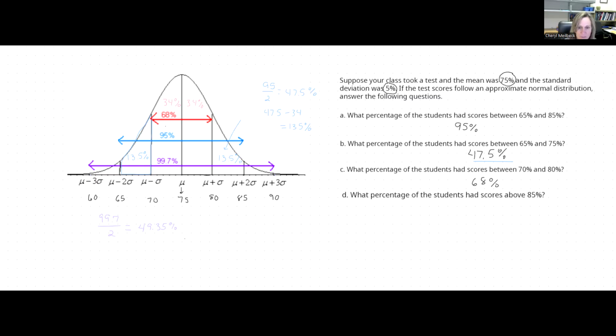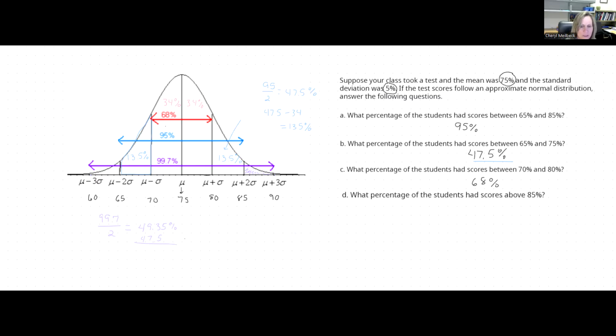Now, how do we figure out this little piece here? Simple. We subtract out the 47.5 that was these two areas together. So if we take our 49.35 and subtract out 47.5, that's not right. That is not right. What did I do wrong? 47.5, 49. Oh, no.